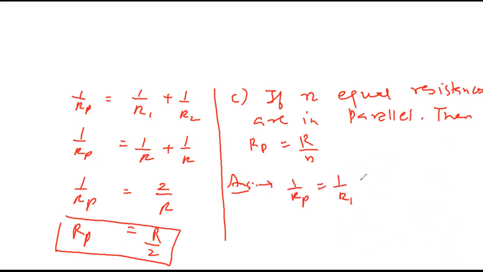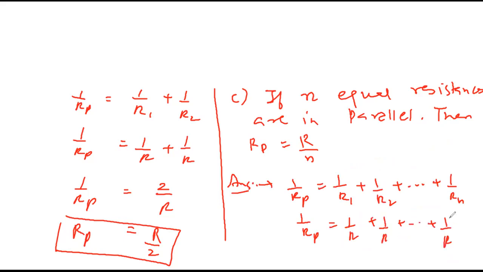One upon Rp equals 1 upon R1 plus 1 upon R2 up to Rn. So 1 upon Rp is 1 upon R plus 1 upon R up to 1 upon R, total n times. So this will become 1 plus 1 plus 1, n times, n by R. Take reciprocal, Rp equals R by n.